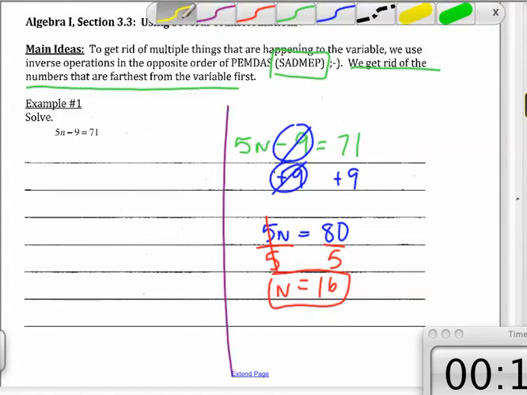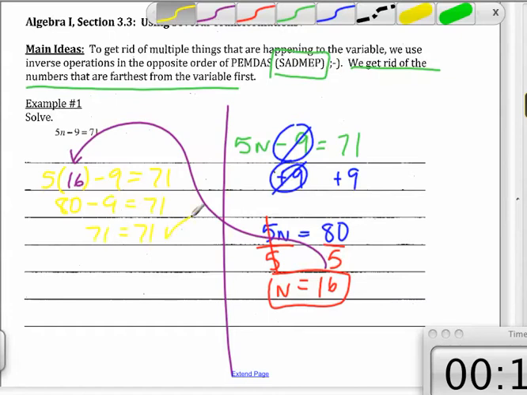Now, if I want to, and very often I do, I want to check to see if I got this right. So I'm going to rewrite the equation 5, but I'm going to put parentheses for where my variable should go, minus 9 equals 71. And I'm going to take the value of the variable and plug it in and see if I get the right answer. 5 times 16 is 80, minus 9 equals 71. 80 minus 9 is 71, equals 71. And that thing's right. Okay?